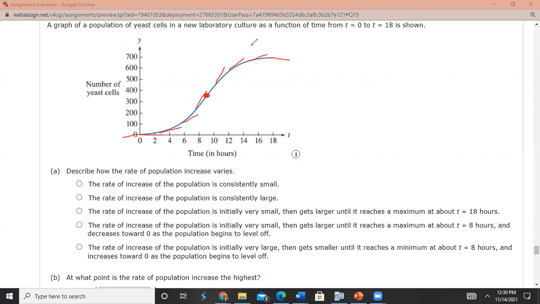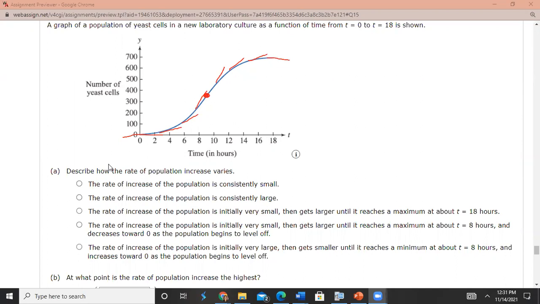So the options are: the rate of increase of the population is consistently small, or consistently large. No, I wouldn't say either of those, because the rate of increase is not staying the same. The rate of increase is really asking about the instantaneous rate of change, the derivative. Then it says the rate of increase is initially very small, then gets larger until it reaches a maximum. I wouldn't say the rate of increase is always getting larger.